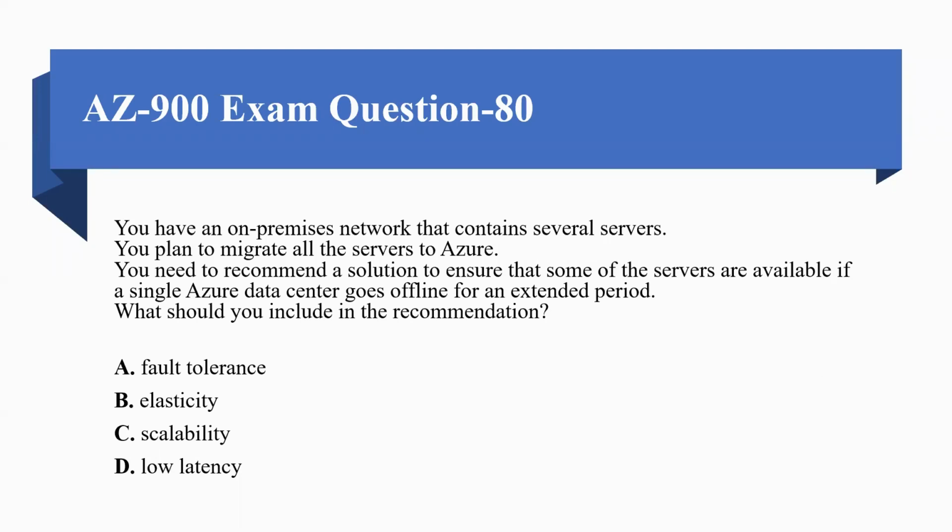Coming to question number 80, you have an on-premises network that contains several servers. You plan to migrate all servers to Azure. You need to recommend a storage solution to ensure that some of the servers are available if a single Azure data center goes offline for an extended period. What should you include in the recommendation? Since an Azure data center goes offline for an extended period, we will recommend fault tolerance as the correct option. So it should be A.